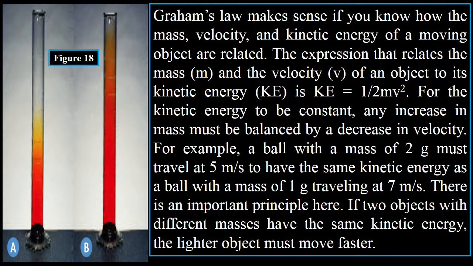For the kinetic energy to be constant, any increase in mass must be balanced by a decrease in velocity. Very important. For example, a ball with a mass of 2 grams must travel 5 meters per second to have the same kinetic energy as a ball with a mass of 1 gram traveling 7 meters per second. There is an important principle here. If two objects with different masses have the same kinetic energy, the lighter object must move faster.